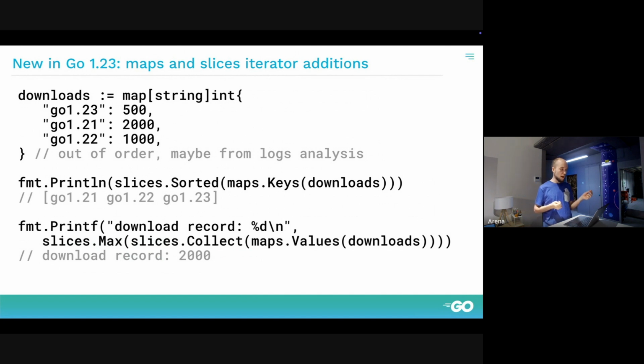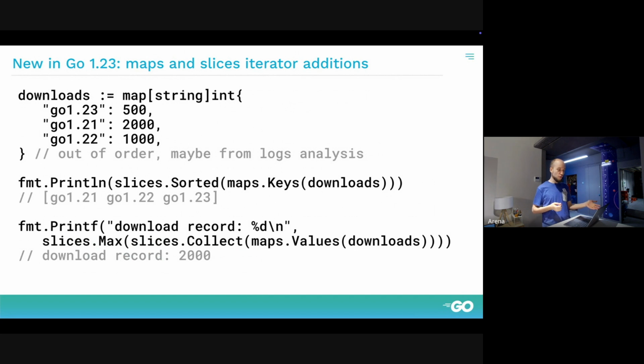So let's imagine that we have a downloads map. Maybe we're doing a small logs analysis program and we just iterate through all of the downloads and then we keep count of them. So in this case, we see 123 was downloaded 500 times. It's a pretty fresh release. 121 was downloaded the most and 122 was downloaded half of that. These are out of order. As you know, iteration over maps is intentionally randomized.